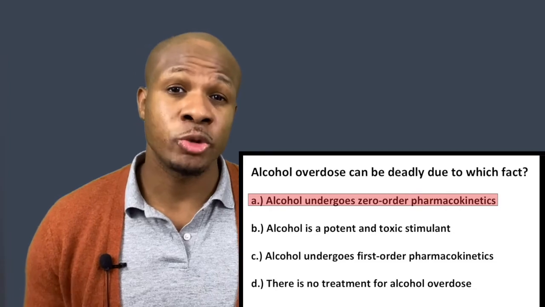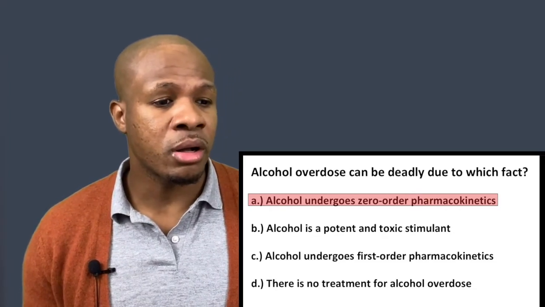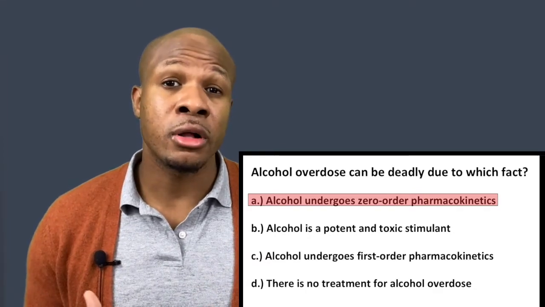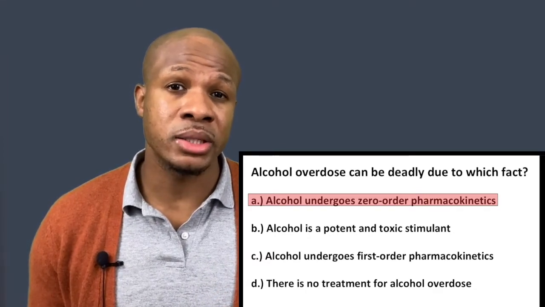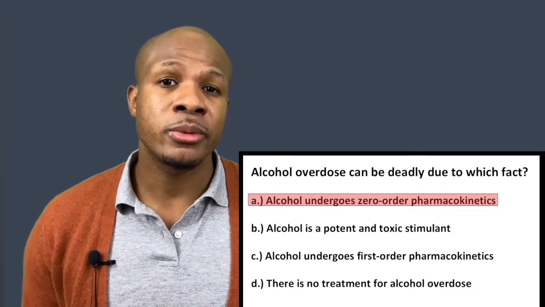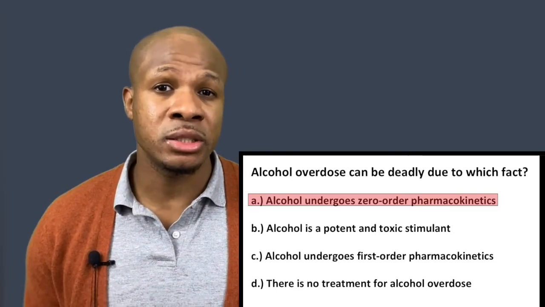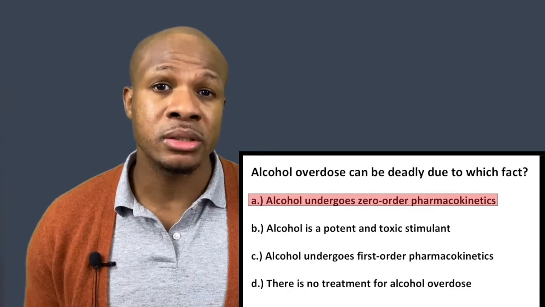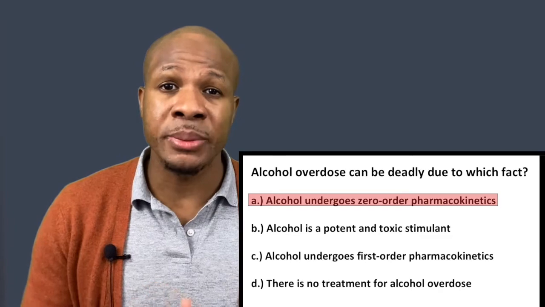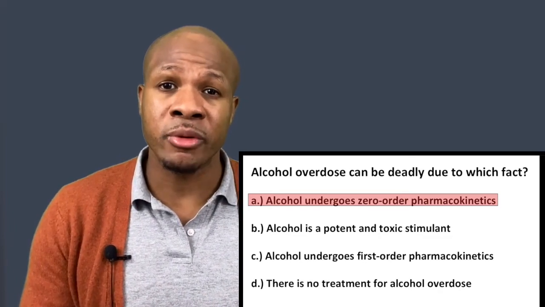Answer choice C says, alcohol undergoes first order pharmacokinetics. That's incorrect. If alcohol underwent first order pharmacokinetics, it would not be as toxic as it is, because first order pharmacokinetics is when the elimination or the metabolic rate increases in proportion to concentration. The body would work faster to eliminate more alcohol within a given period of time.